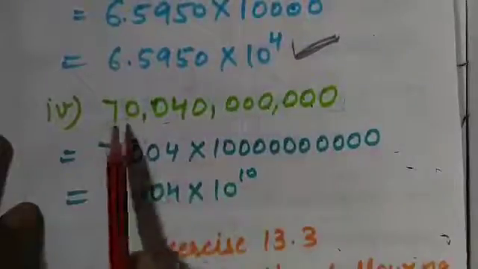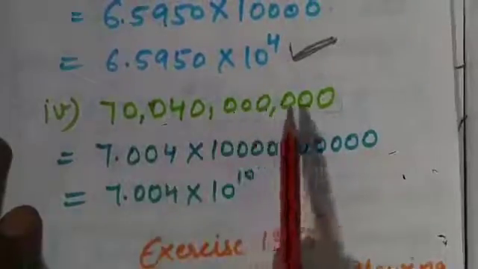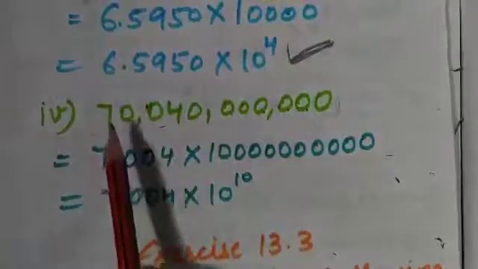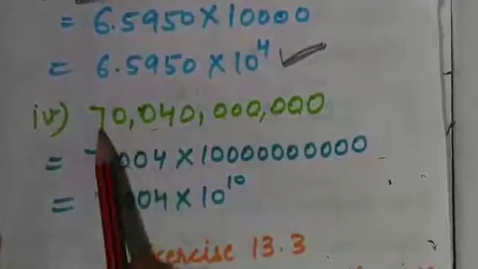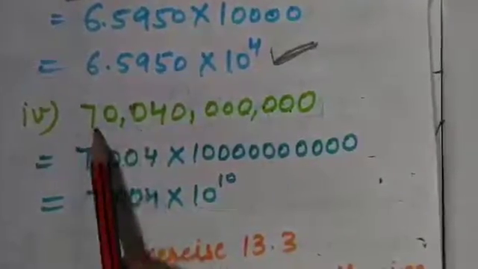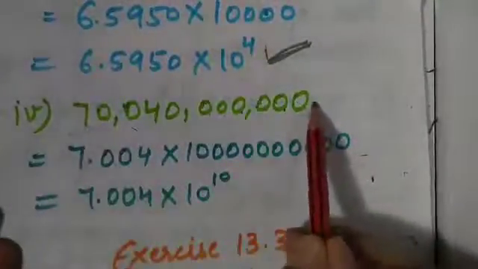Fourth part, this is the fourth part given: 70040000000. I have to express this number as a decimal number between 1 to 10, including the powers of 10. So at the end we have the decimal.